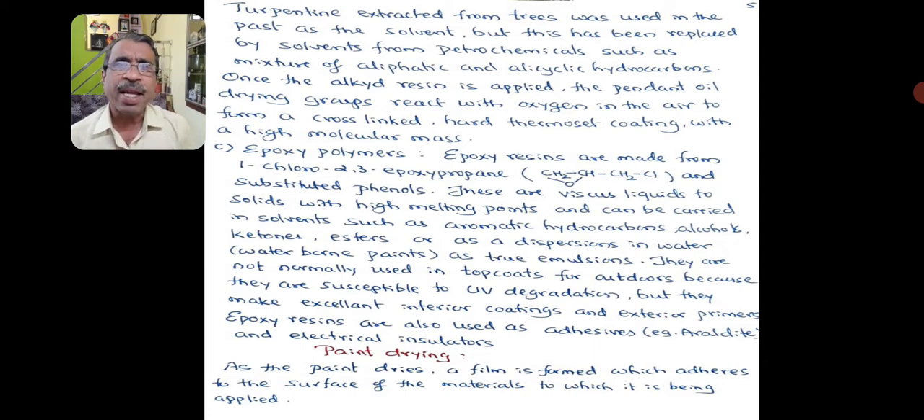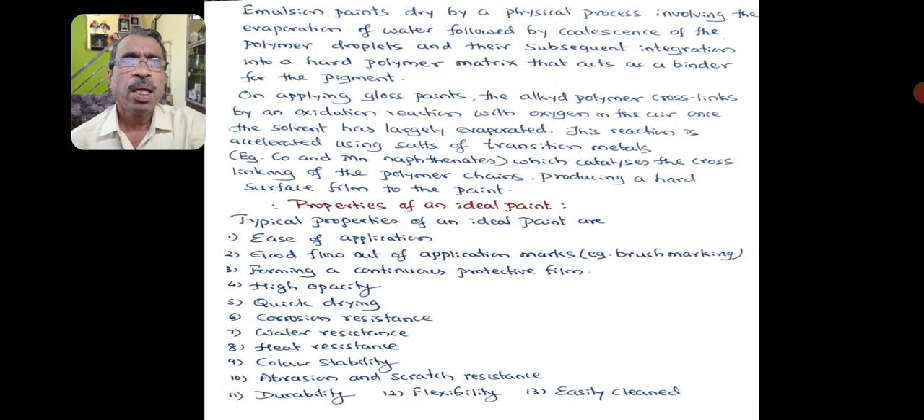Coming to paint drying. As the paint dries, a film is formed which adheres to the surface of the material to which it is being applied. Emulsion paints dry by a physical process involving the evaporation of water, followed by coalescence of the polymer droplets and their subsequent integration into a hard polymer matrix that acts as a binder for the pigment.